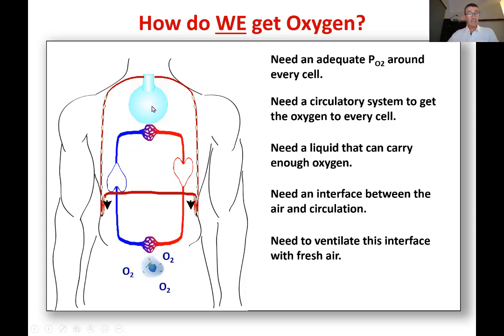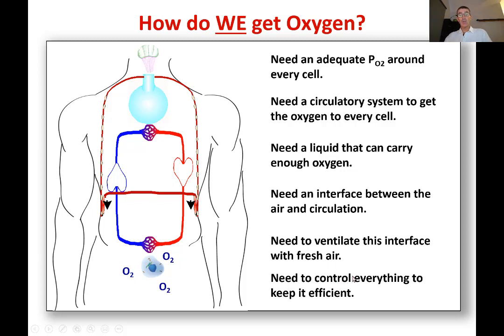You need to ventilate the air supply there. So you need to have a rib cage and muscles of breathing that are moving air in and out of the alveoli, bringing fresh air in to get taken up by circulation. And you need to control everything to keep it efficient. You could all be sitting there breathing as hard as you could all the time, guaranteeing that you're getting enough oxygen down in here to meet your metabolic needs. But that would be exhausting. So you have a control system in your pons and brainstem. It looks vaguely like a pons and brainstem. They control everything so that you're breathing just enough to keep these cells happy.